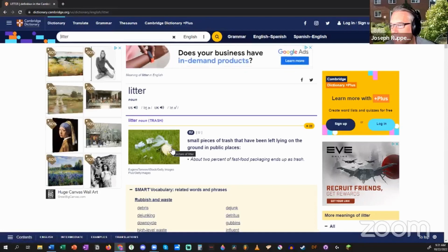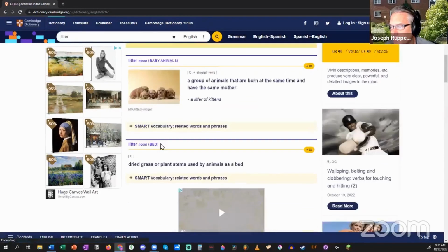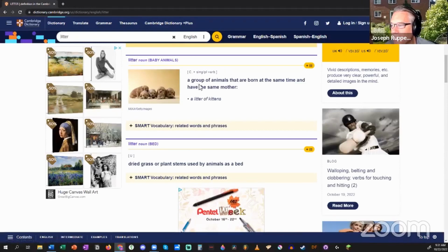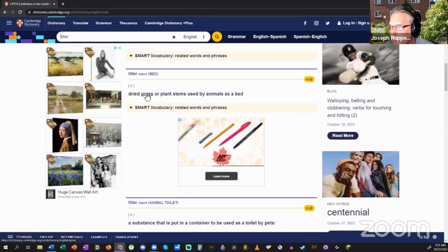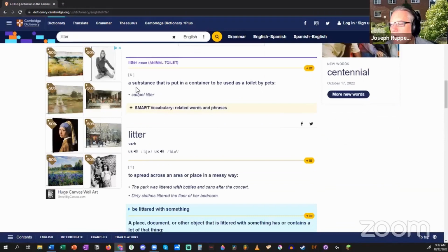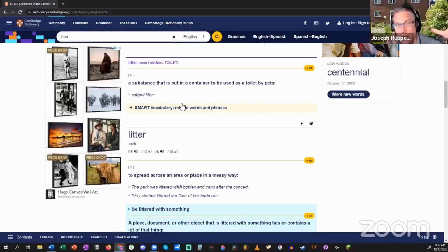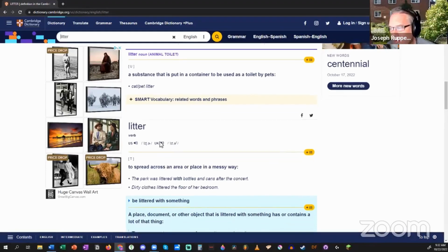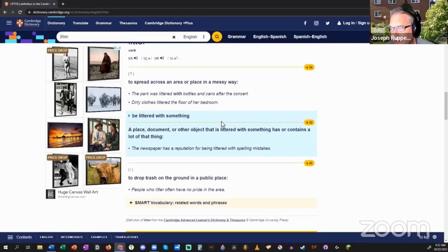But in the article, she used the verb. Oh, that's true. Another noun for litter is a group of baby animals, kittens, puppies, things like that. Dry grass stems, oh wow, I don't know that one. Oh, kitty litter, yes, that's true, I forgot about that. If you have a cat that lives in your house, that cat uses the bathroom, as it were, in a box with sand. That sand is called litter as well. Okay, but that's not what we're after.